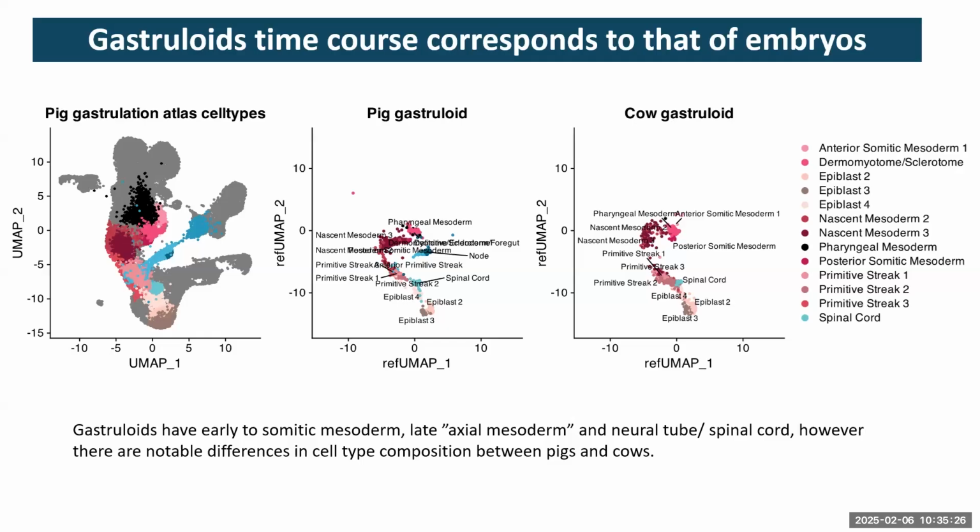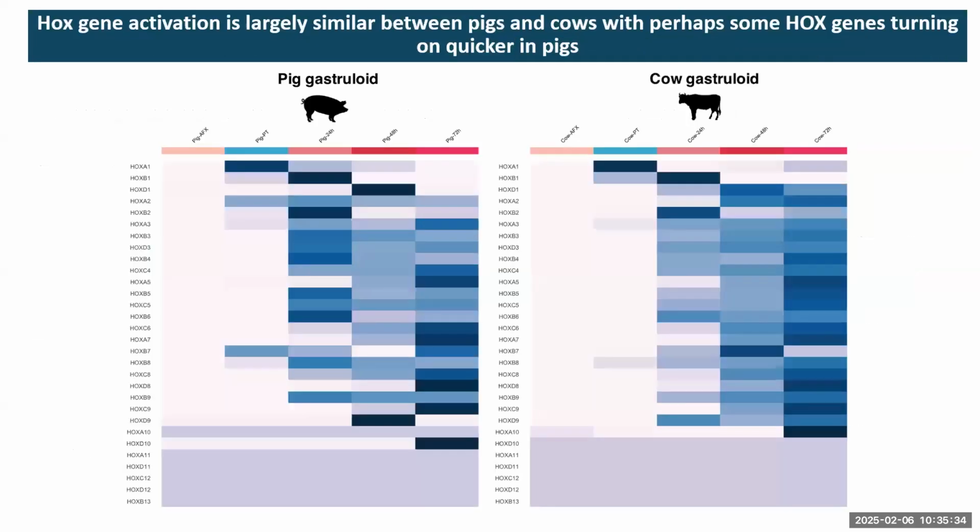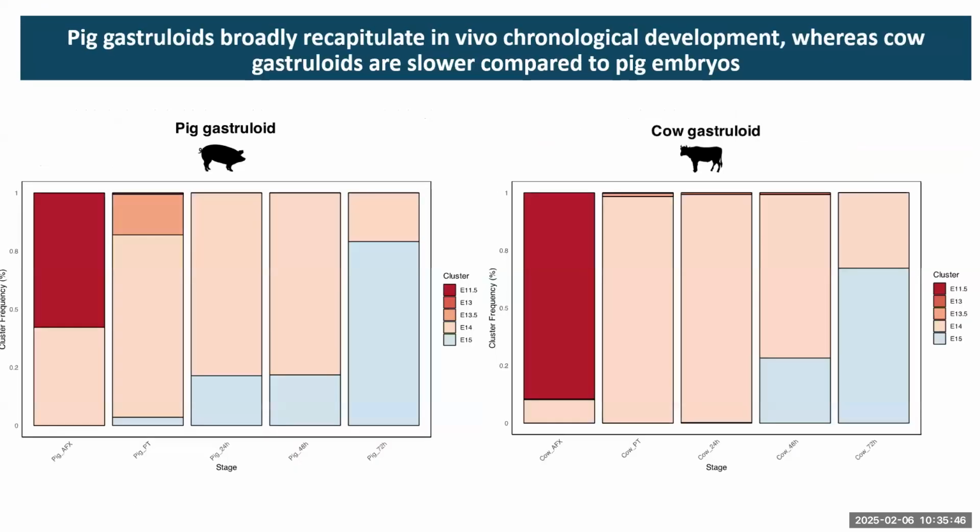And broadly speaking, everything is there. There are some differences, and you will see here the spinal cord. When we look, for example, at the Hox profile between the two species, broadly speaking, they have the Hox clusters acquired. In the pig, they appear a little bit earlier in development. It seems like the pig is in a rush compared to the cow. We also broadly recapitulate what we see in vivo.